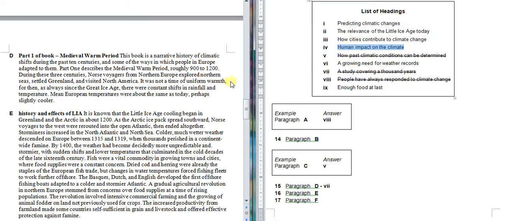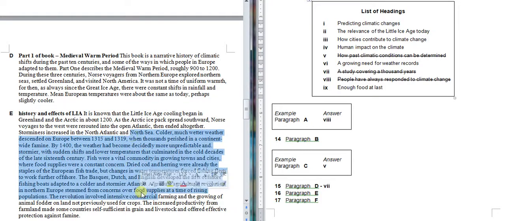Growing need for weather records? I don't see it there. Enough food at last. Maybe this is one of our effects. Okay, so maybe this paragraph is related to how we got food because of these changes.